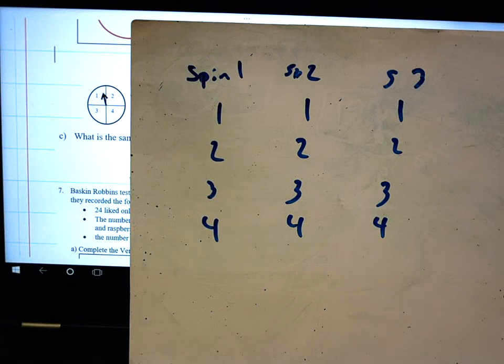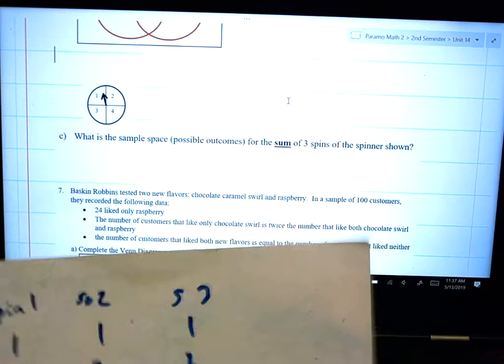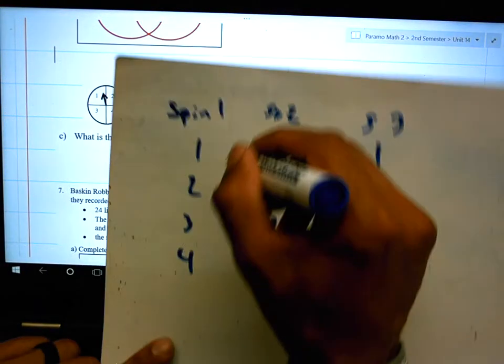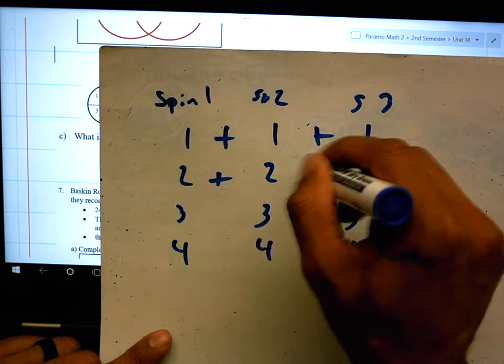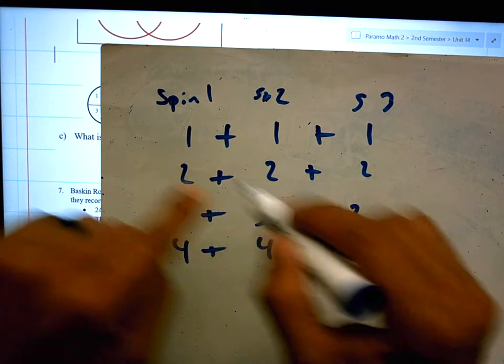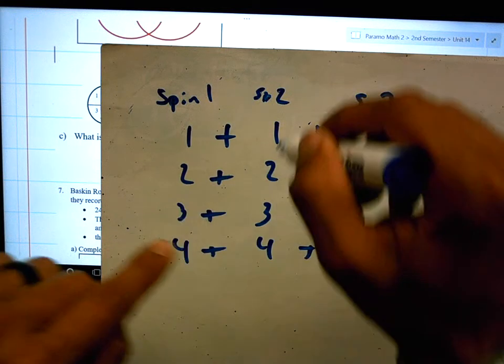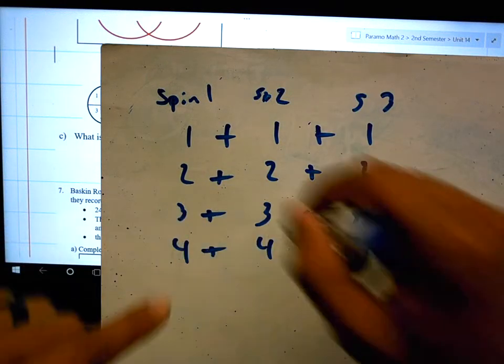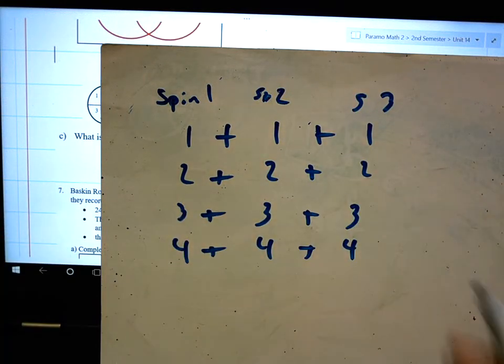If you think about the sum, that means adding the numbers together. It could be a 1, a 2, a 1. It could be a 3, a 1, a 4. It could be a 4, 3, 1. It could be any different combination that you have.